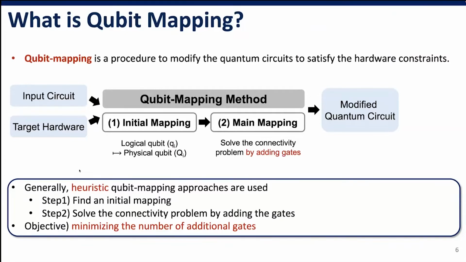However, the additional gates used to solve the connectivity problem increase the depth of the final circuit. Since NISQ devices can only maintain the state of the qubit for a limited time, this increased depth also increases the error probability of the final circuit. So, qubit mapping requires minimizing the number of additional gates. After scheduling all gates, we can execute the modified circuit on the NISQ devices while satisfying hardware constraints.